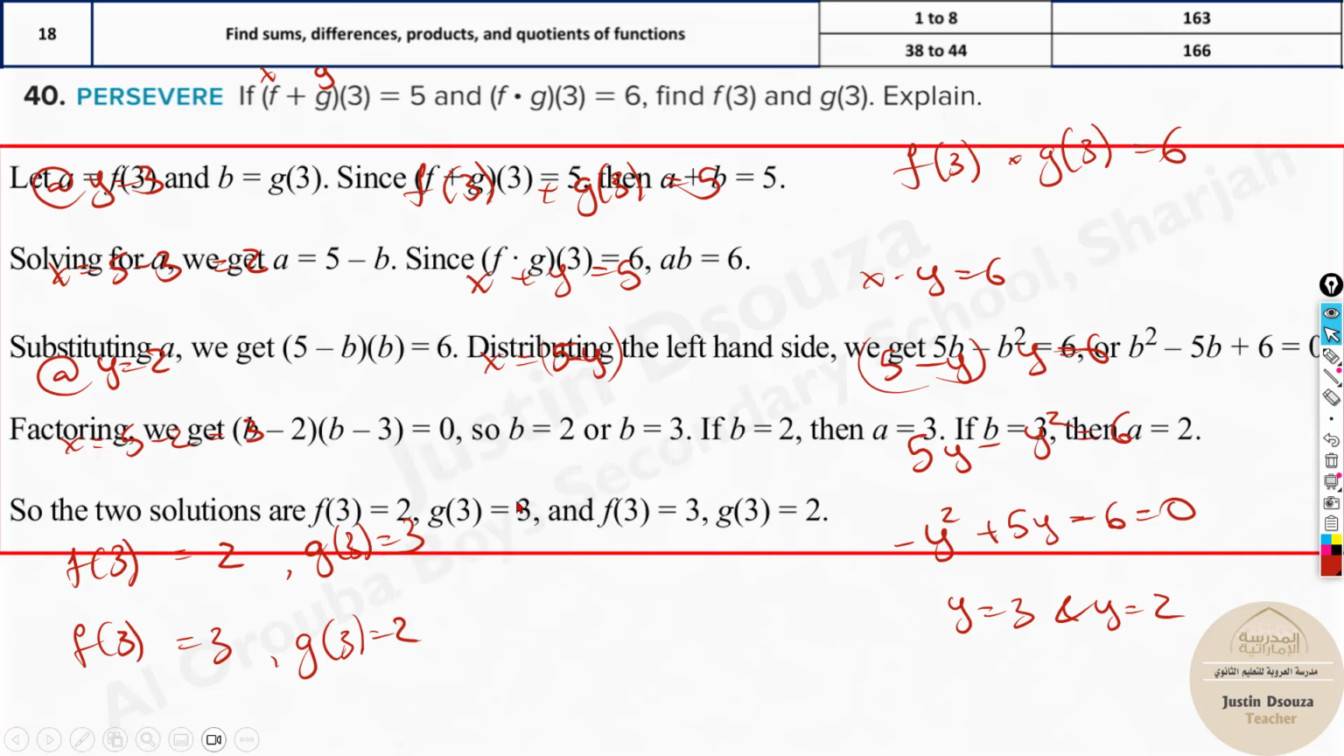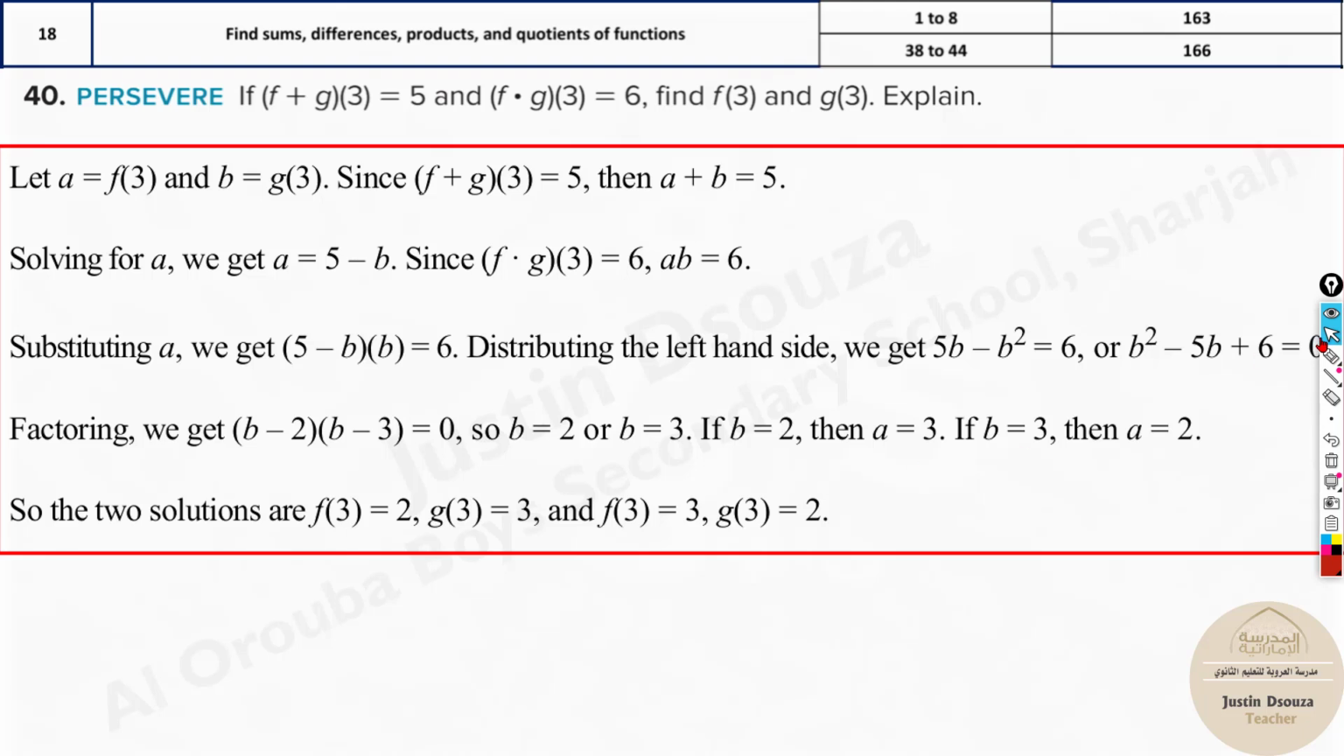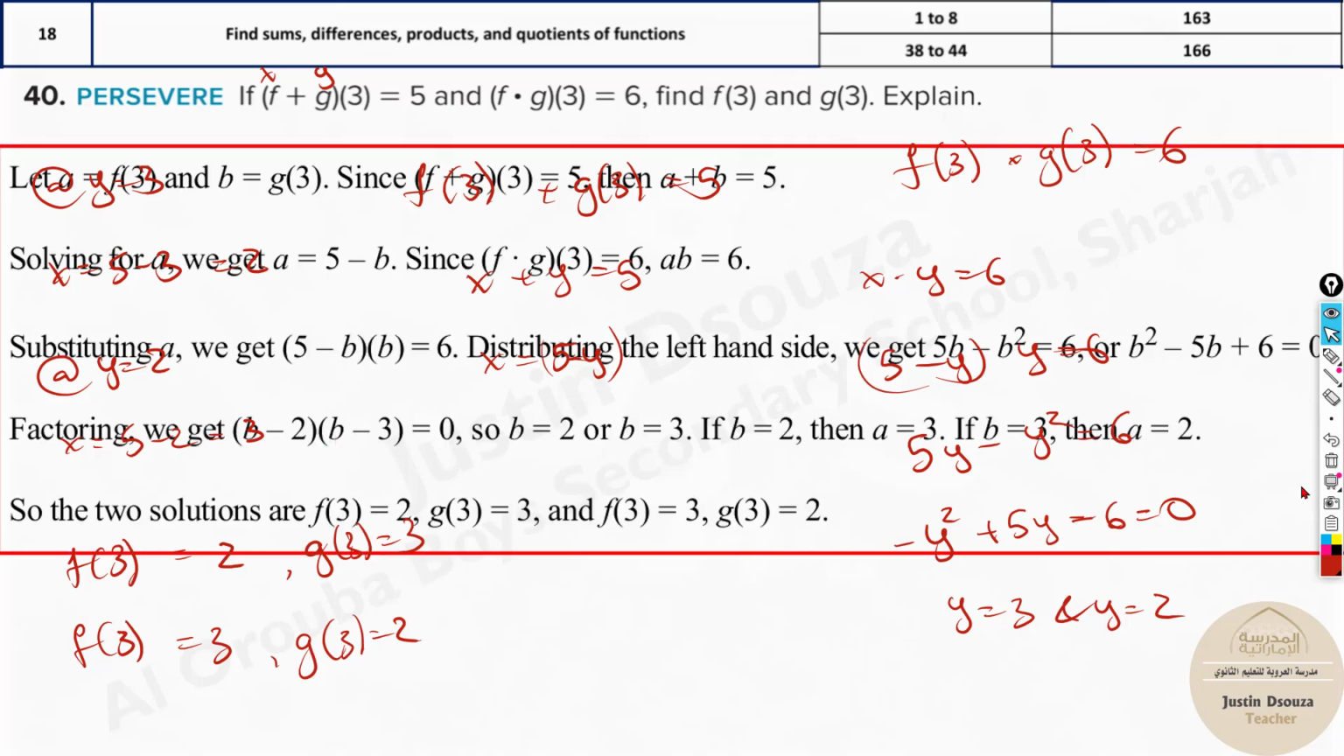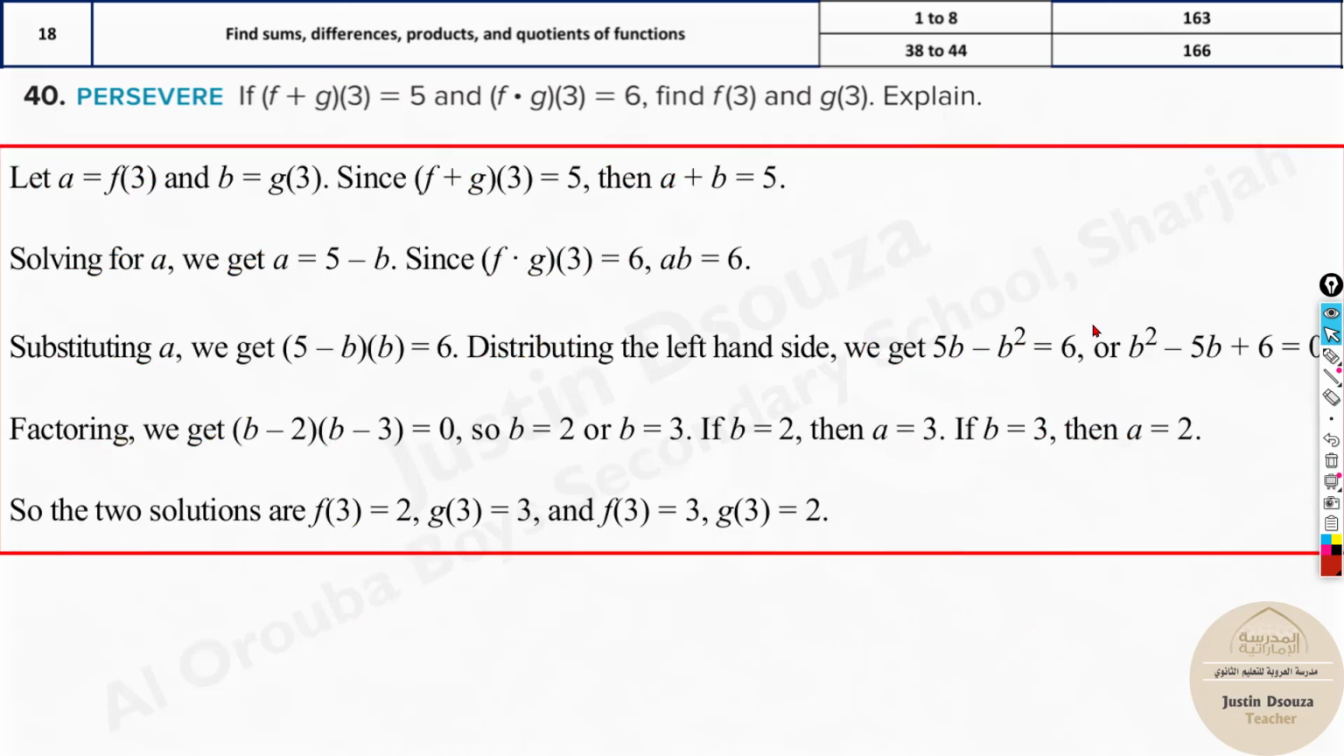Now, these are the answers. You can see here the solutions. Two solutions are f of 3 is equal to 2 and g of 3 is equal to 3, and over here f of 3 is 3 and g of 3 is 2. So that's how we solve this problem. You can write what I have written over here like this. I've taken x and y, that's fine. They have taken a and b over here, that's also absolutely correct.